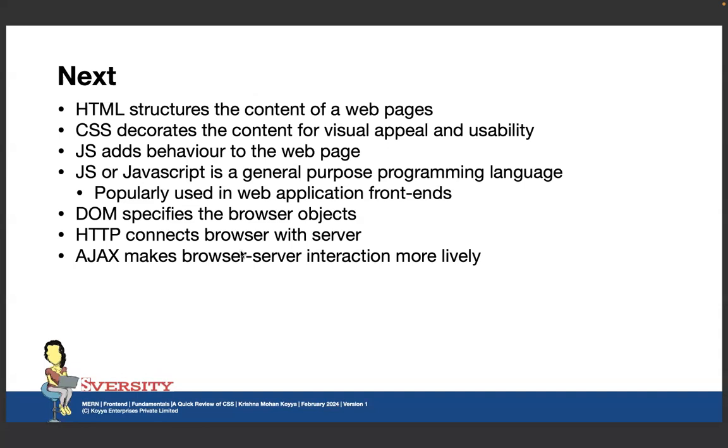When we are working on the front-end side, we'll have to deal with the DOM or the document object model, which specifies the browser's objects, their structure, behavior, and so on. So that also you need to know. The HTTP protocol you need to know, which connects the browser with the server. And AJAX is something that is again interesting, which makes the browser-server communication more lively. Once you learn this entire set, HTML, CSS, JS, DOM, HTTP, and AJAX, I would not say it is an exhaustive list, but 80-20 rule, right? If you learn this much, you can develop 80% of your web applications like a pro. Right?